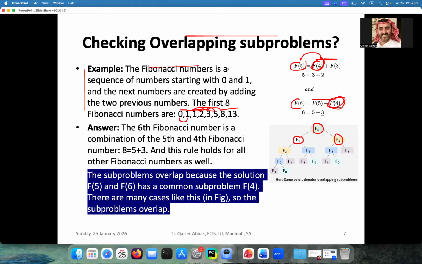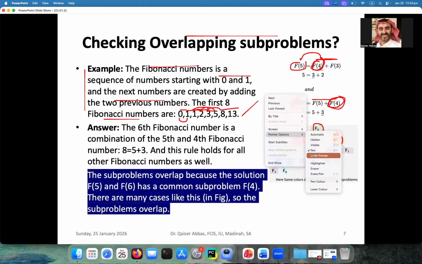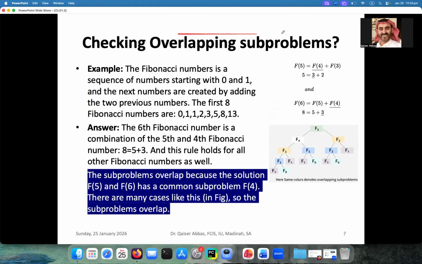In the Fibonacci numbers, this series starts with 0 and 1. The first two numbers will be given to you, and the next numbers are created by adding the previous two numbers. The first 8 numbers of this series are this. Now we are trying to understand overlapping subproblems. Overlapping subproblem means repeated subproblems.